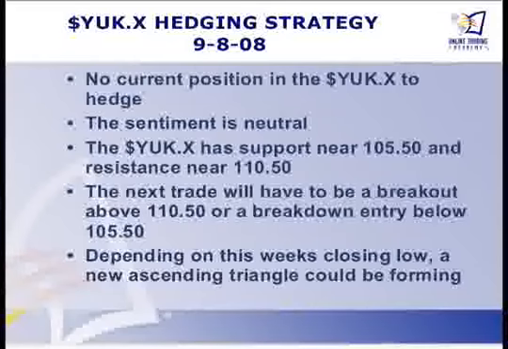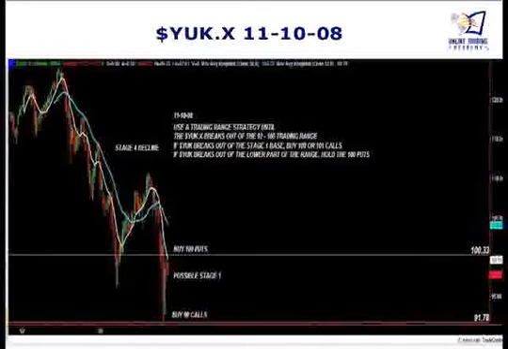And so I said, I'm taking my position off because something's not right here. At that time, I thought the sentiment was neutral. I had support at 105.50, resistance at 110.50, and my next trade in September was going to be a breakout above 110.50 to the upside, or a breakdown entry below 105.50. And at that time, I noticed that this week's closing low, a new ascending triangle, was starting to form on the weekly chart. Well, here's that 110 up here, and here's 105.50 here, and we absolutely collapsed.